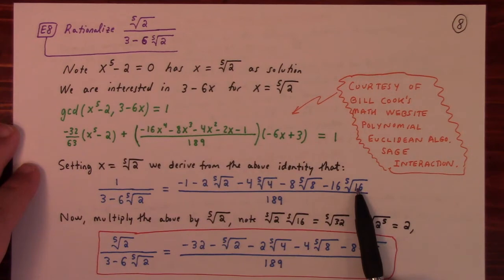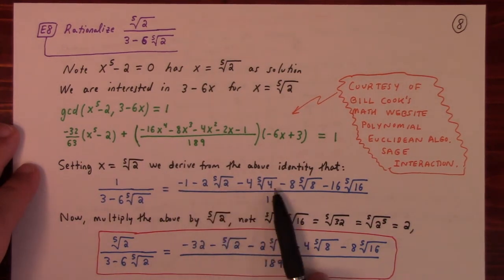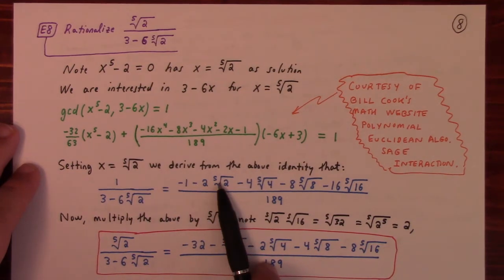So the fifth root of 16 times the fifth root of 2 is the fifth root of 32, which is 2. And so that's where this minus 16 times 2 gave me this minus 32 at the start, and then the rest of these are just, so that minus 1 goes to this fifth root of 2, the fifth root of 4, that minus 4 term goes to this minus 4 term, that minus 8 term goes to that term, and you got this 189 underneath.